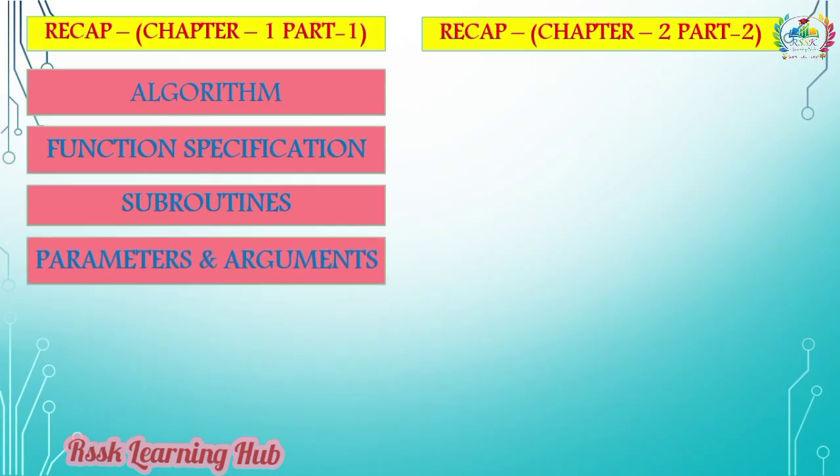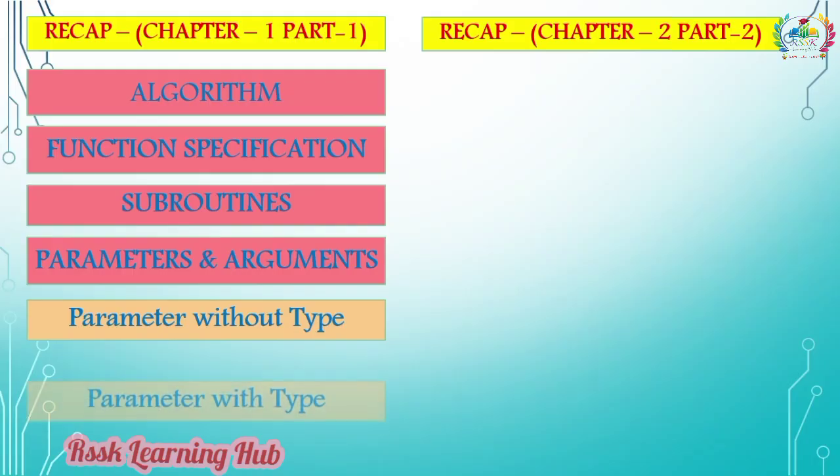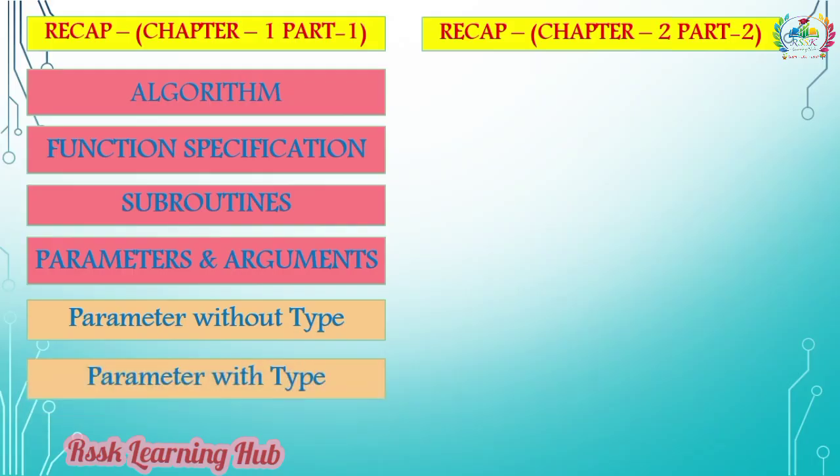What are the two main categories involved in function specification? One is parameter, another one is arguments. Parameters are variables and arguments are the values passed to your variables. Then we saw two main types. One is parameter without data type, another one is parameter with data type. These are all the parts discussed in the part 1 session of your video.